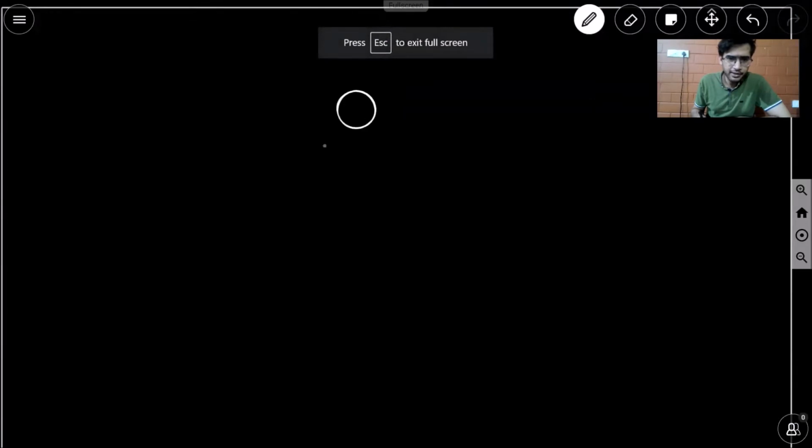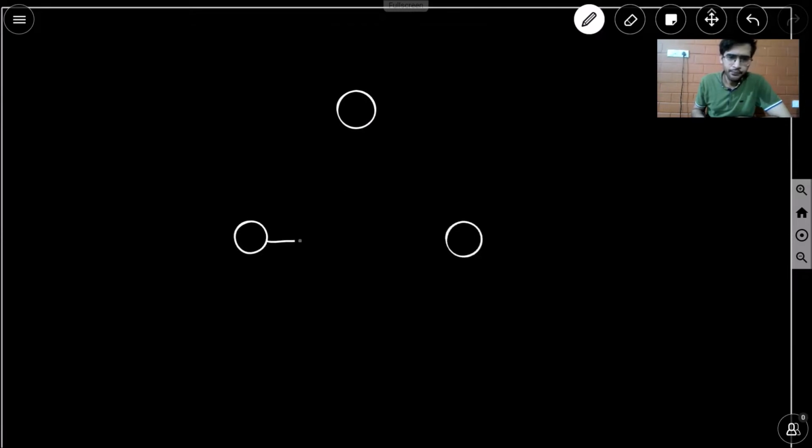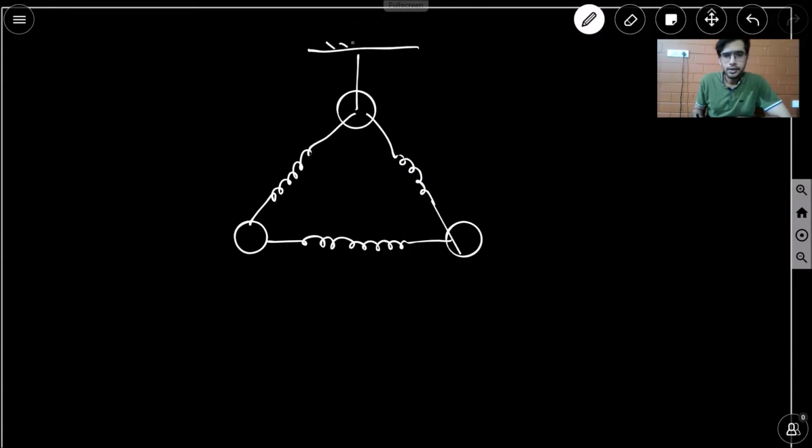So we have three particles, rather three spheres. The mass of all these spheres are identical. And now we have springs attaching them such that they are forming an equilateral triangle. And now we are suspending particle A from the ceiling with the help of a string over here. So we need to find out what will be the acceleration of these particles just after we cut the string over here, right?